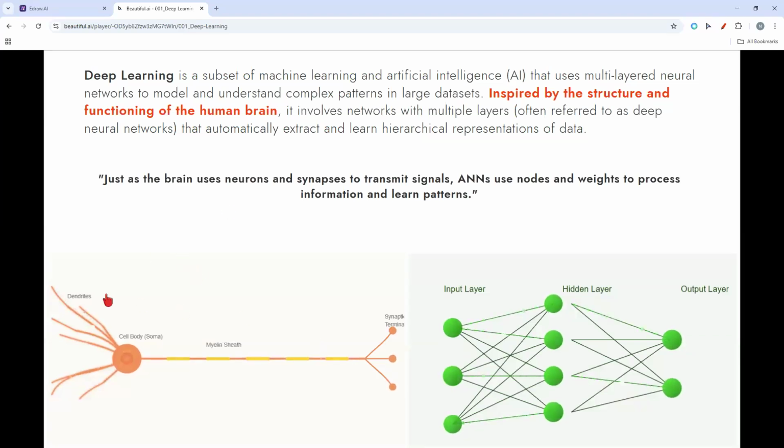If you call this a natural neural network, I have one more neural network here, where the input layer is here, the hidden layer, which is the processing layer, and the output layer. Just like that, dendrites are nothing but your input layer, the cell body is nothing but your hidden layer, and the synaptic terminals are nothing but the output layer.